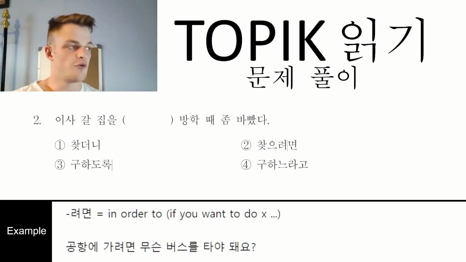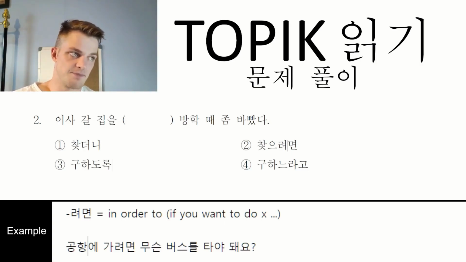A good example for 려면 would be 공항에 가려면 무슨 버스를 타야 돼요? So in this case it's saying in order to go to the airport, or if I want to go to the airport, 무슨 버스, which bus do I have to take? 타야 돼요? So this is a really common way to use 려면 to accomplish some sort of goal. If I want to do this, what should I do? So again, it wouldn't really make sense for this sentence here.